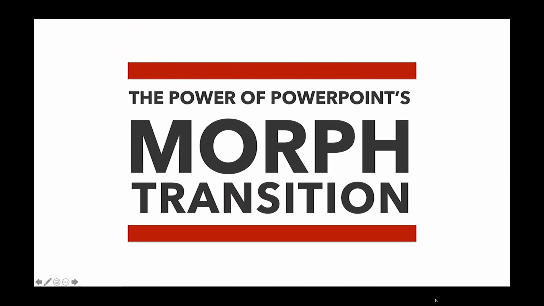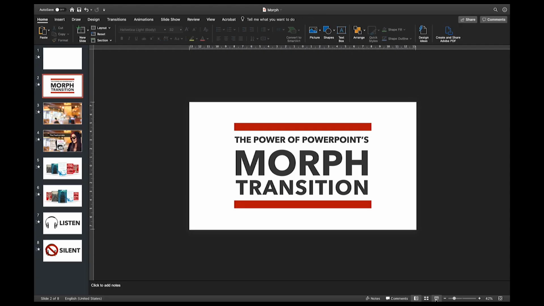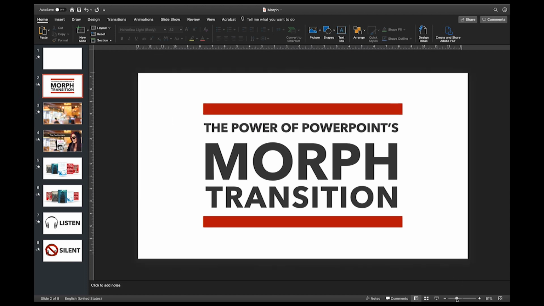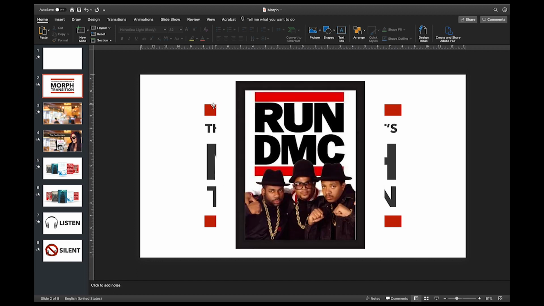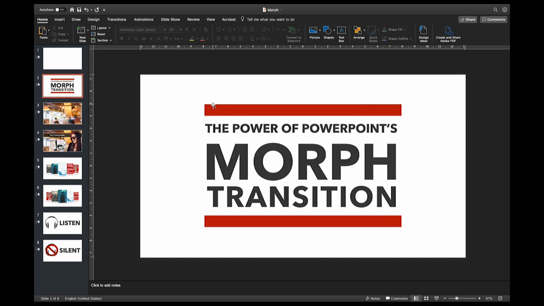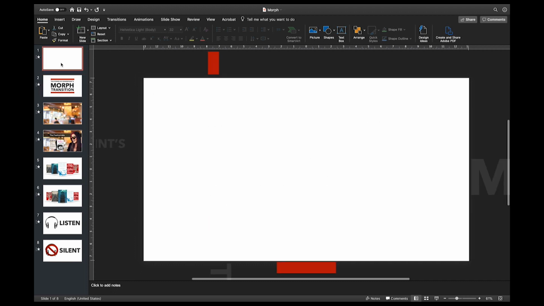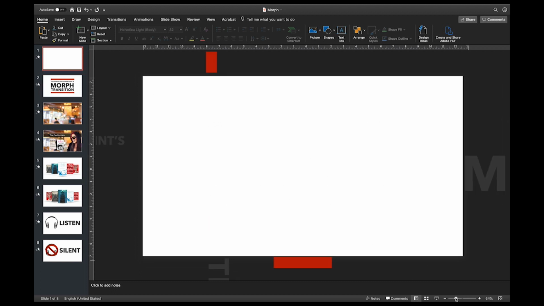So how did we do this? Well, let me go ahead and jump out of slideshow mode, and I can show you behind the scenes how we went ahead and did that. So the first thing you want to do is lay out what you want your final slide to look like. So I just made sure I had my type all aligned, and I drew these red bars because I'm a Run DMC fan. So I wanted to give a little homage to one of my favorite old school rap groups there. And I'm going to go to slide one and zoom out a little bit.